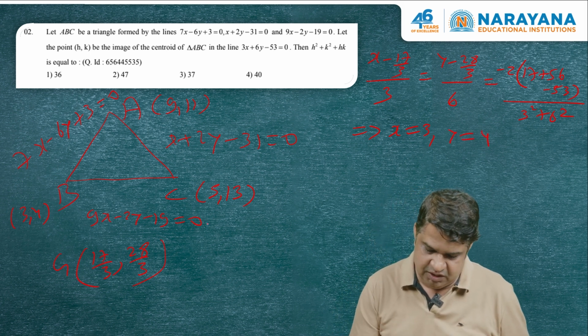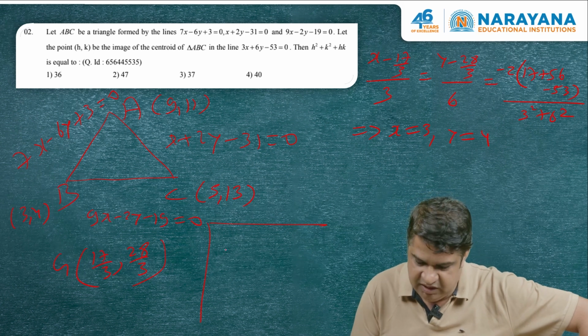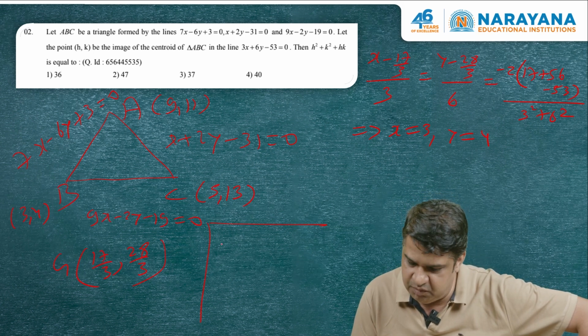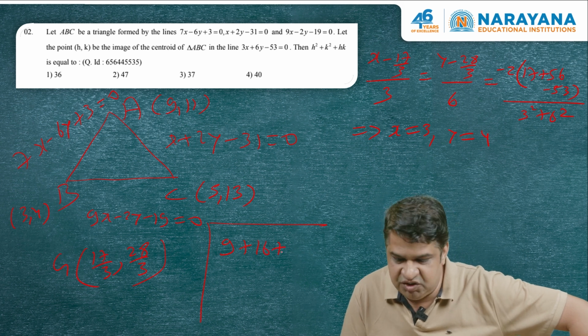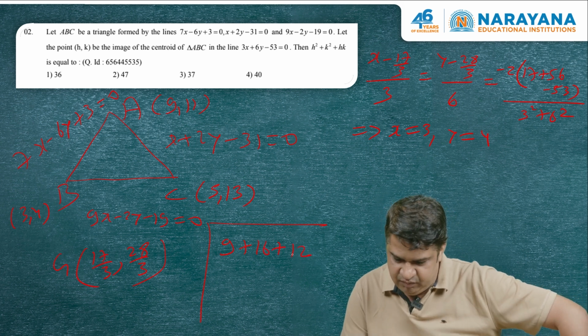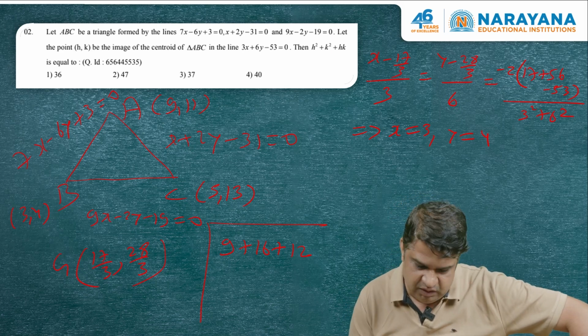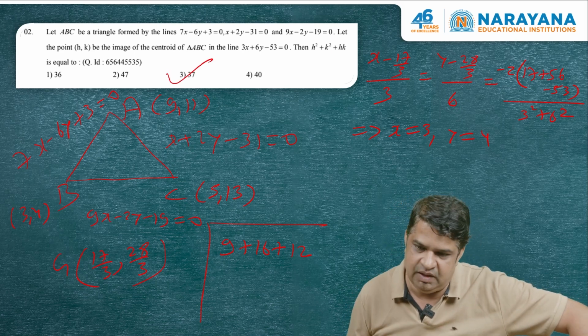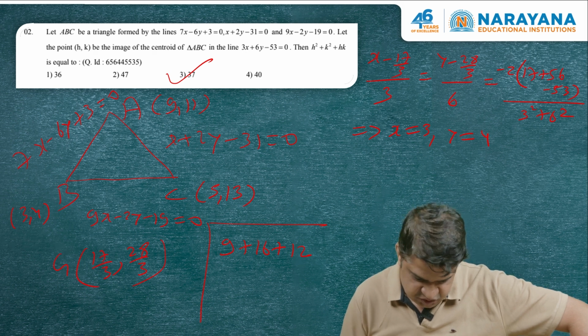Because x equal to 3 and y equal to 4 is finally our image, and what they are asking is h square plus k square plus hk, that means 9 plus 16 plus 3 into 4, that is 12. So 25 plus 12, our answer will become 37. Again, let us go to the next question.